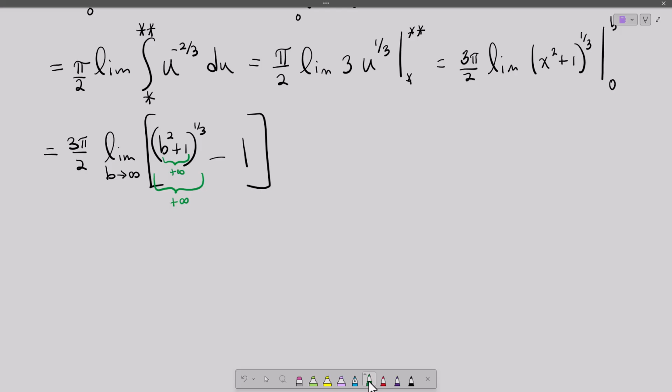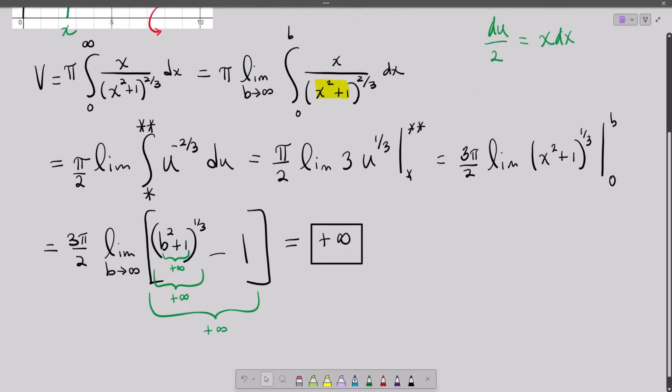And if you subtract 1 from a quantity that's going to infinity, that quantity is still going to positive infinity, still going in that direction. All right, and then if you multiply by 3 pi over 2, it's still going to plus infinity. So this volume is in fact infinite. This volume is infinite. So infinite volume there. Lots of volume.